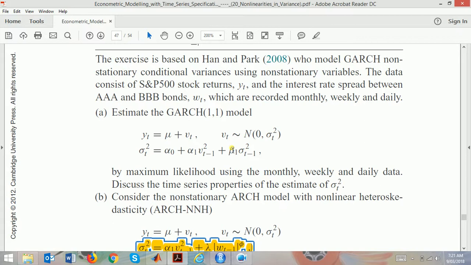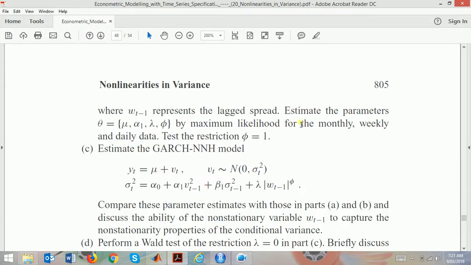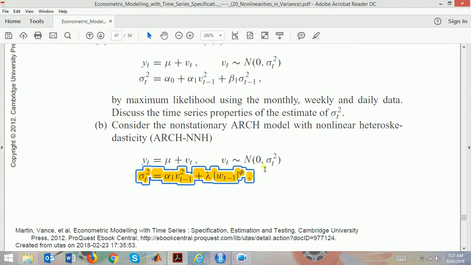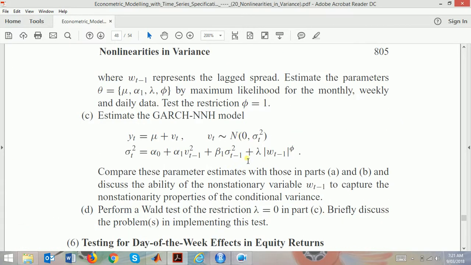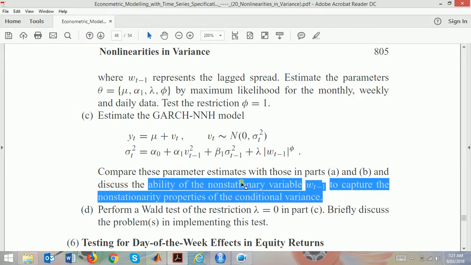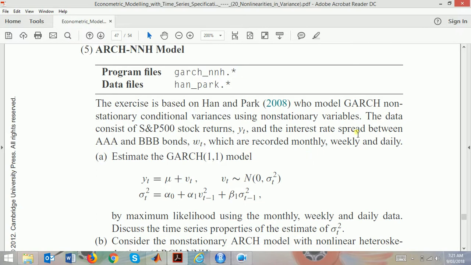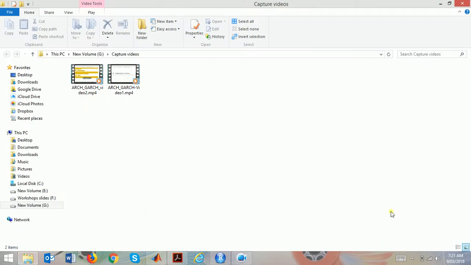Non-stationary variables, lagged spread. Estimate the parameters by maximum likelihood for monthly, weekly. Test the restriction phi equals 1, so restricting. Then for GARCH, we extend the model. Again we can perform a Wald test for the restriction. Okay, this is interesting. Let's see the GARCH model and how Mr. Han and Park do it. I'm going to pause the video now, prepare the material, then I'm going to come back.